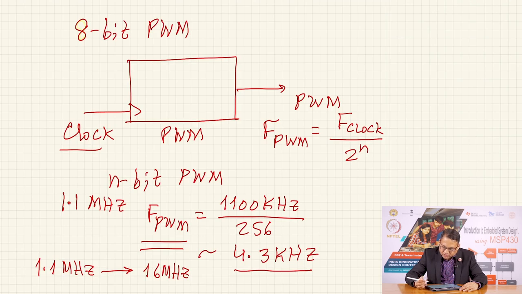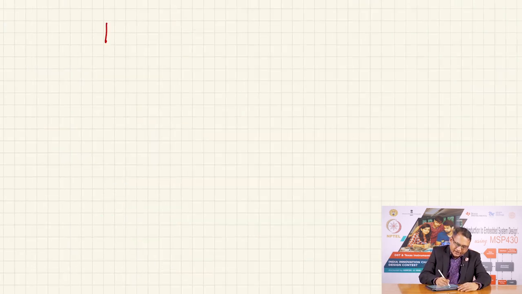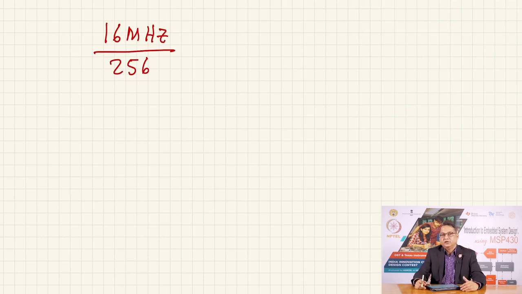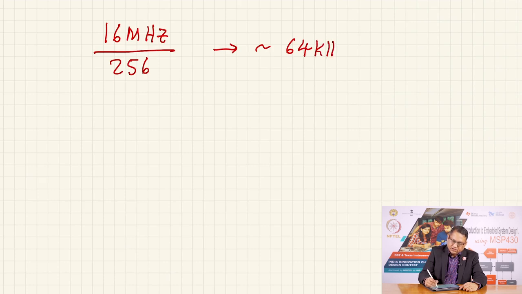and now if I choose to have 8-bit PWM, what will I get? 16 megahertz divided by 256 will give you roughly 16 times more frequency than the 4 kilohertz that you got. You were getting about 4 kilohertz when the clock frequency was 1.1 megahertz. Now, it has become 16 times more. Therefore, this will lead to roughly a 64 kilohertz PWM signal, FPWM for 8 bits.